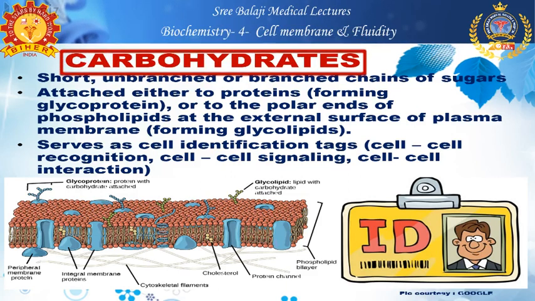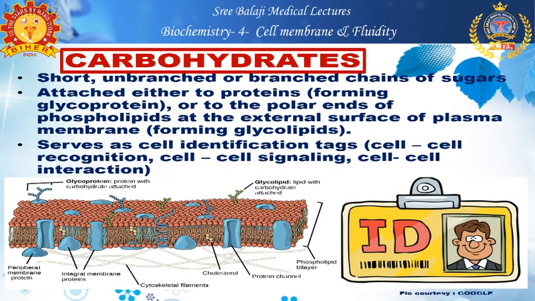So coming to the next biomolecule, carbohydrates. These carbohydrates are short unbranched or branched chains of sugars. They will be either attached to proteins, in which case they are known as glycoproteins, or attached to the polar ends of the phospholipids at the external surface of the plasma membrane, which forms glycolipids. These carbohydrates usually serve as cell identification tags. They help in cell-cell recognition, cell-cell signaling and cell-cell interaction.